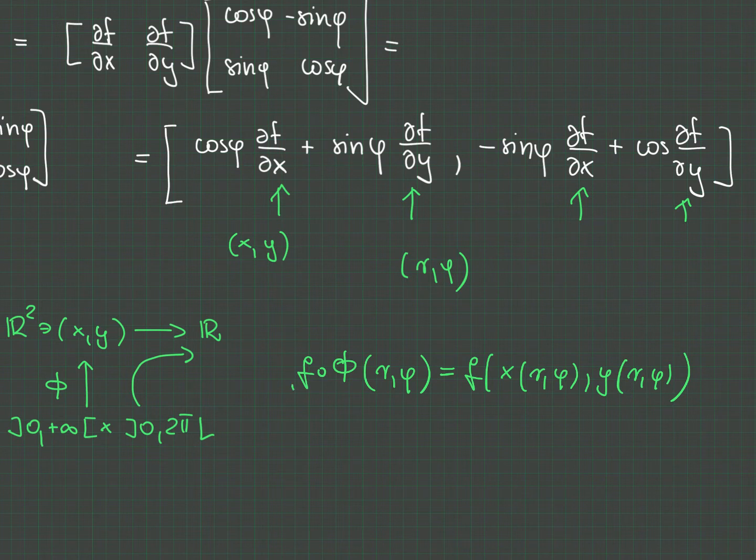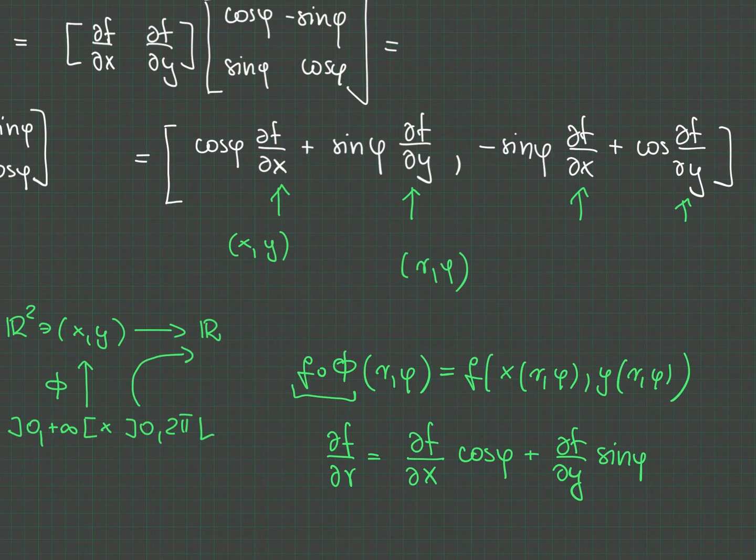Therefore, this composition differentiated by r, we will use the same symbol f instead of f composed with phi, because this is the accepted convention. So df over dr is df over dx, and then dx over dr, which is cosine phi, plus df over dy and dy over dr, which is sine phi. And we recognize that what we have obtained here is here.